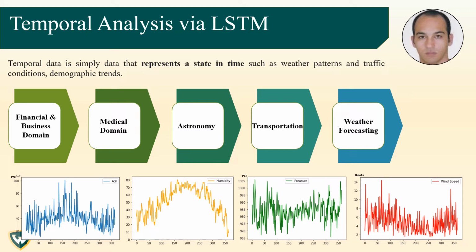Here, in the four bottom figures, you can see that our features, such as humidity, pressure, wind speed, and PM2.5 values, all follow a temporal pattern.